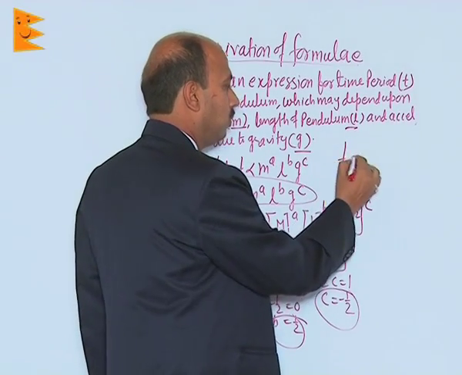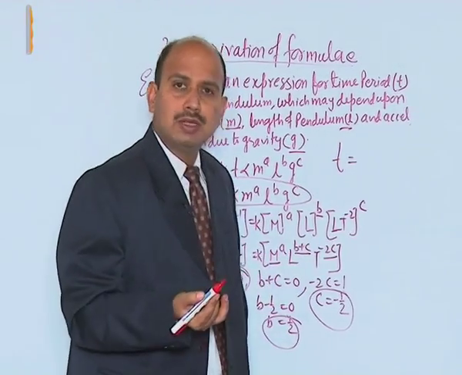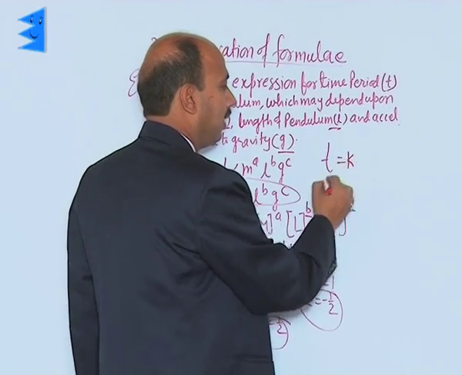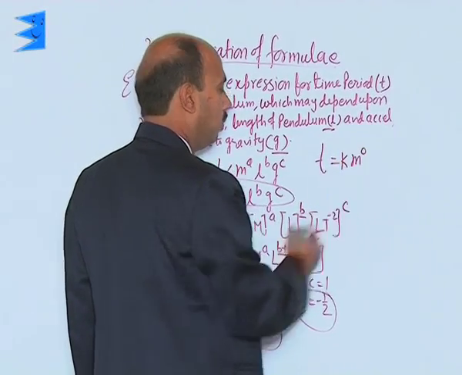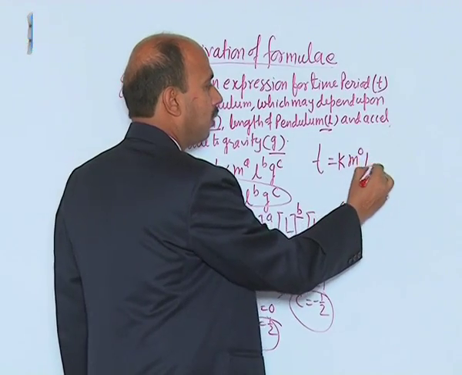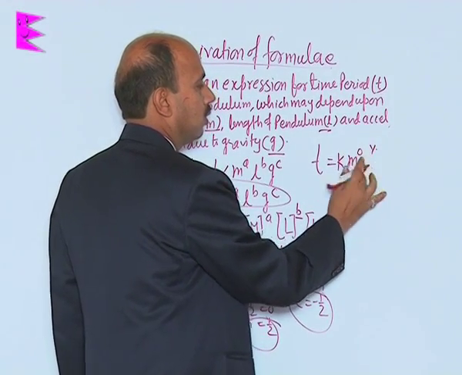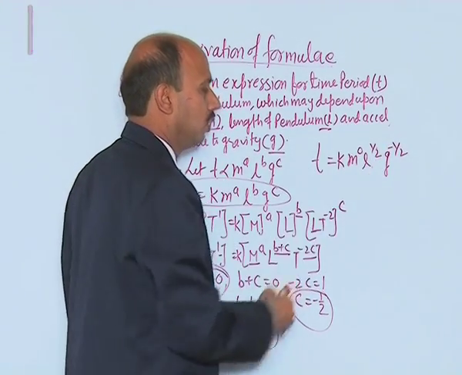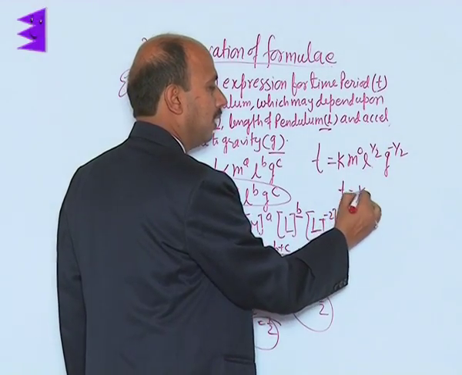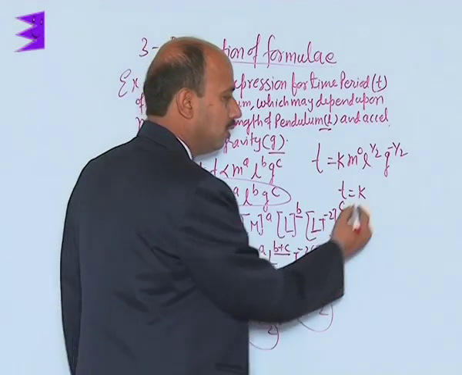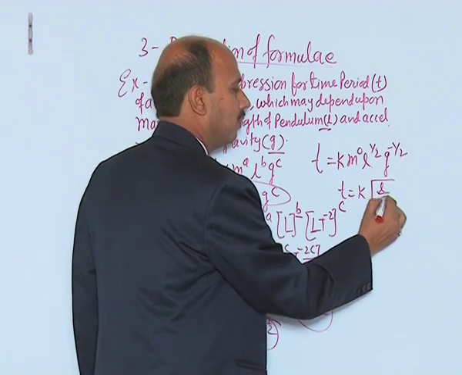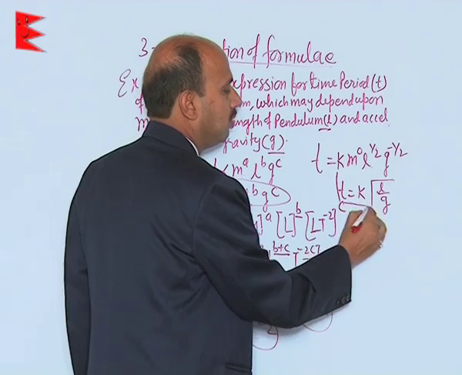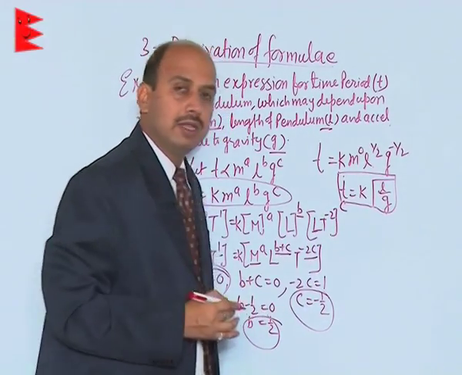T is equal to k, where k is any proportionality constant we do not know. So, we write k m raised to power 0, L raised to power 1 by 2 and g raised to power minus 1 by 2. And this formula can be written, m raised to power 0 is 1, so we can write T equal to k under root of L upon g. So, this is the actual formula which we need to derive.